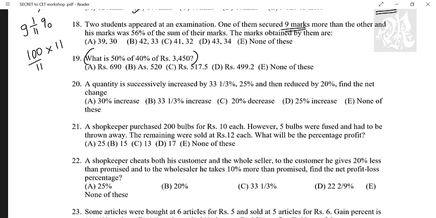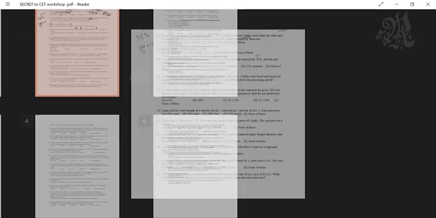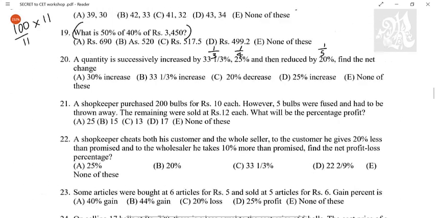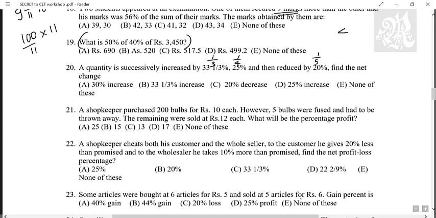20th, quantity is successively increased by 33 1 by 3, then by 25, and then reduced by 20. Now 33 1 by 3, you must know the reciprocals as I mentioned earlier, 1 by 3. 25 is 1 by 4. 20 is 1 by 5. So now first of all, it is increased by 33 1 by 3%. When it's increased by 1 by 3, it becomes 4/3. Then by 25, so it becomes 5/4, and then it's reduced by 20, so it becomes 4/5. This cancels and that's the answer. Net is 33 1 by 3% increase. Alright, that's how this functions.